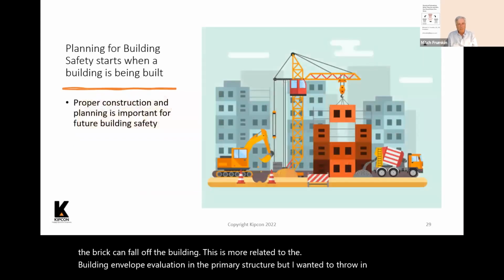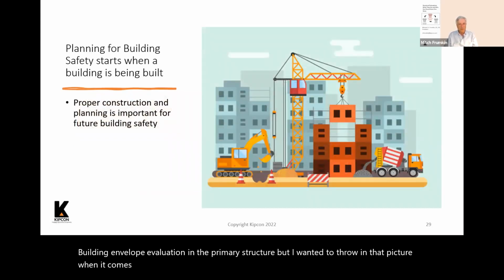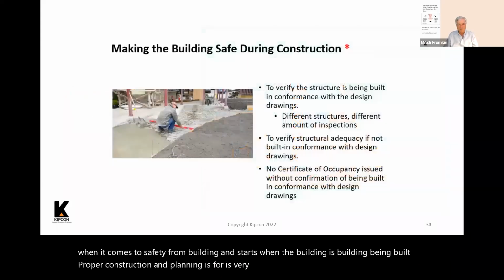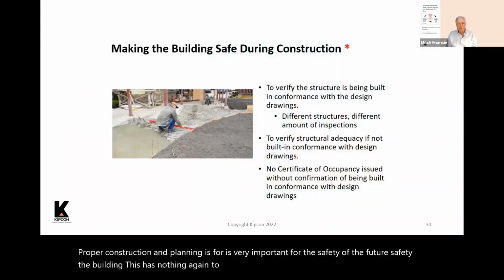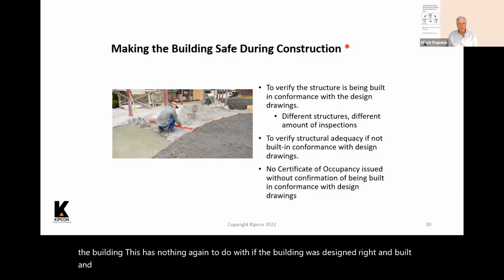picture. When it comes to safety for a building, it starts when the building is being built. Proper construction and planning is very important for the future safety of the building. This has nothing, again, to do with whether the building was designed right and built right or wrong. But what happens in structures and buildings when you build them? Nothing ever matches the drawings exactly.